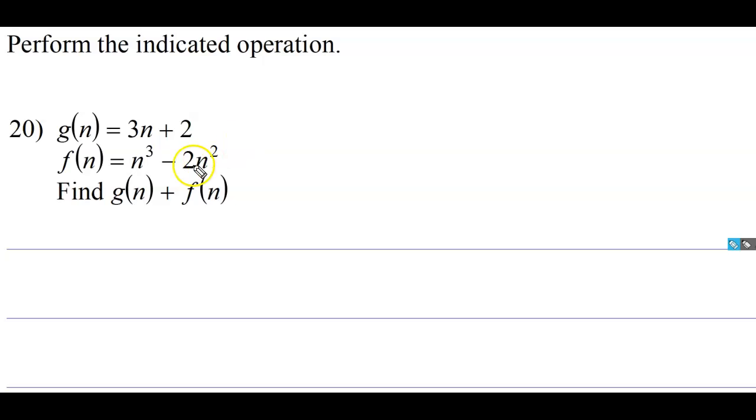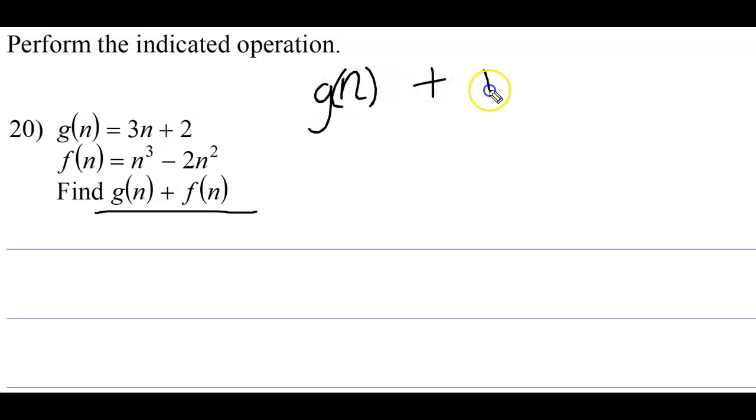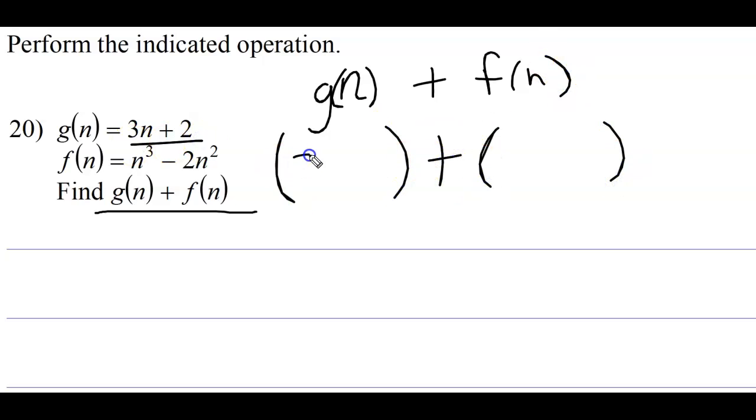Okay? You can do all kinds of things with functions. In this case, we're being asked to add 2 separate functions together. So, g of n plus f of n. G of n is equal to 3n plus 2. F of n is n cubed minus 2n squared. At this point, we're going to add these together.